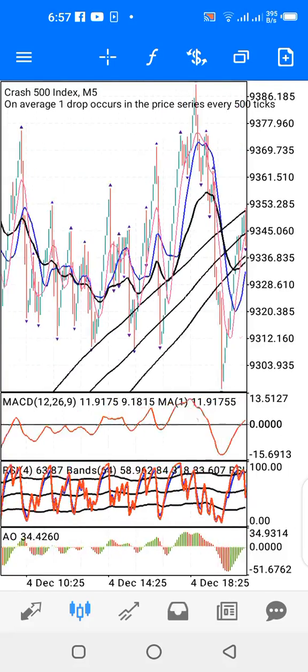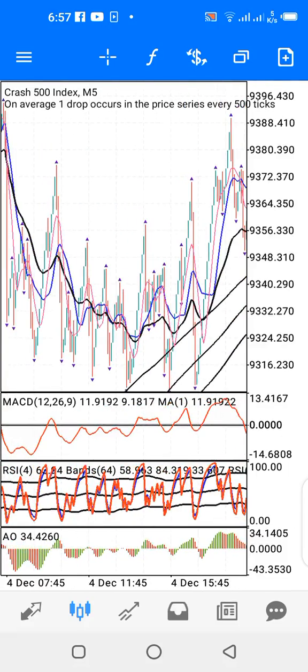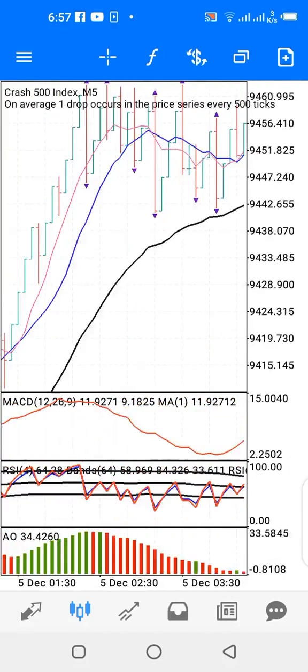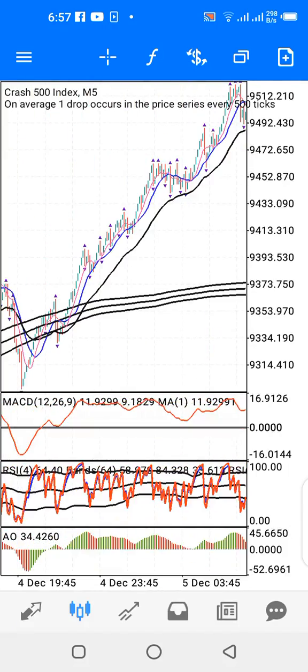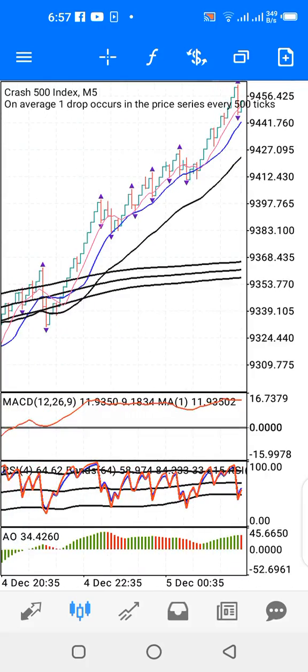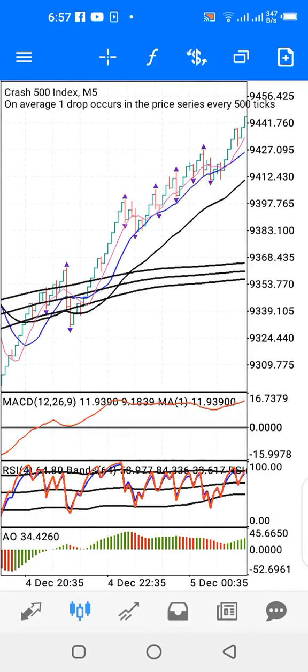I forgot to say the zoom level. The zoom level for this chart is around 2 or 3. If you can put it on zoom 2 or 3, or even 4 is okay.